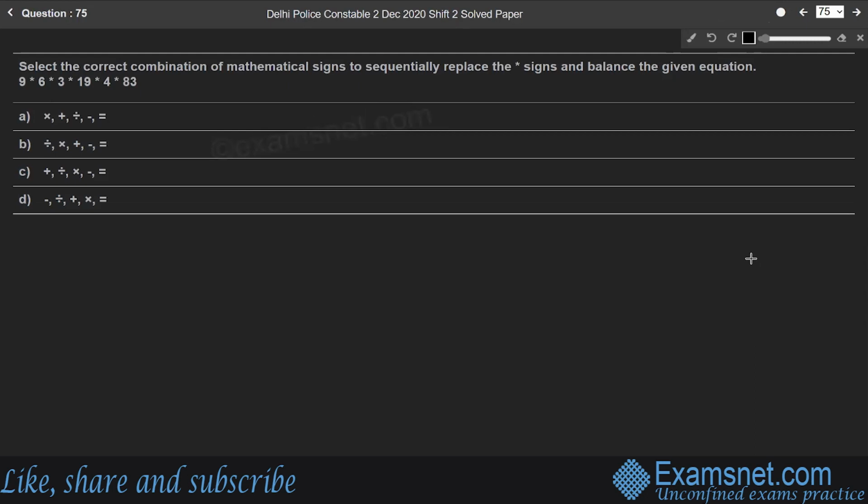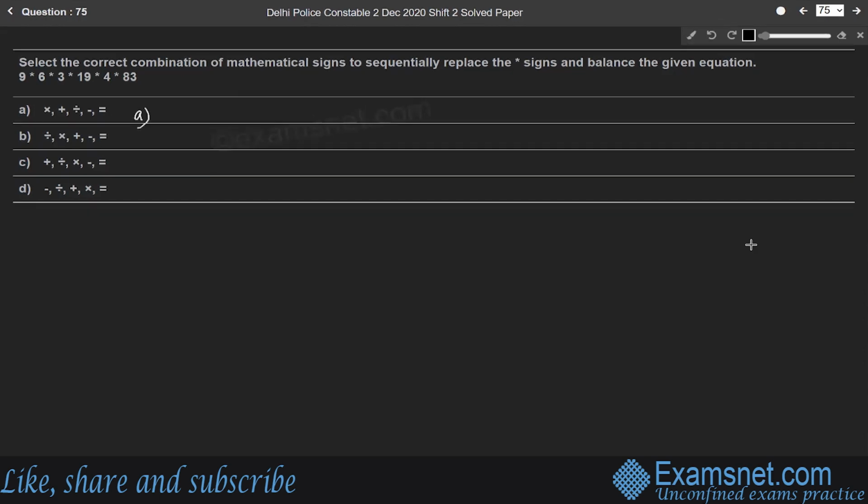Question 75. Select the correct combination of mathematical signs to sequentially replace the asterisk signs and balance the given equation. So here, let us start with option A. For this operation, we have to follow the BODMAS rule. So according to option A, 9 into 6. In place of the asterisk, we have to use the mathematical signs, right? 9 into 6 plus 3 divided by 9 minus 4 is equal to 83.